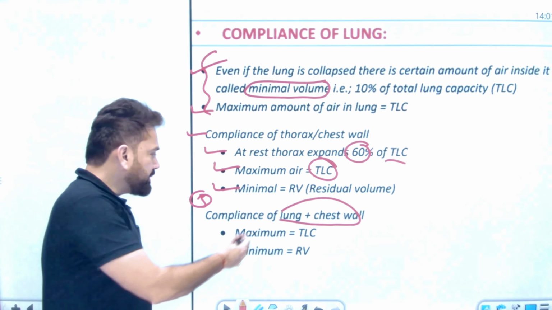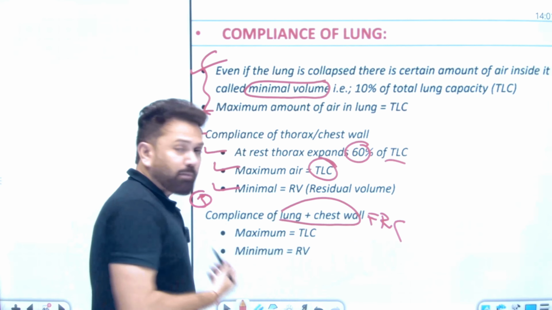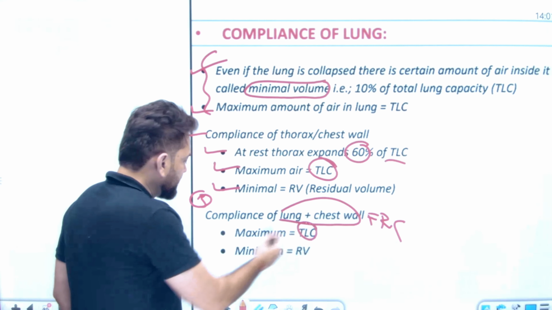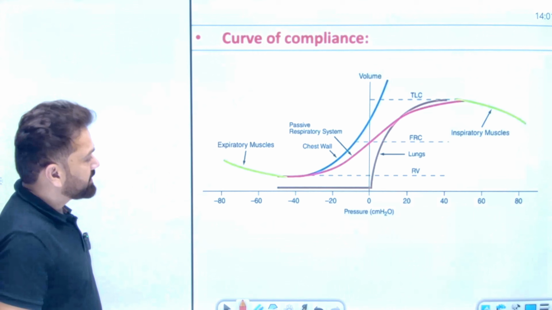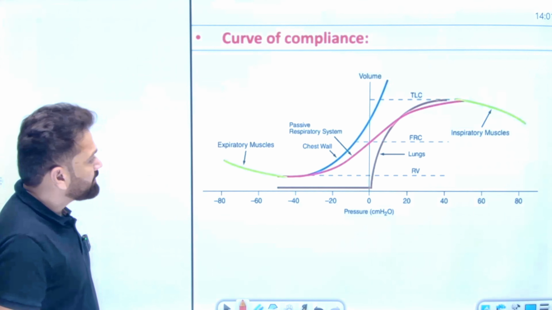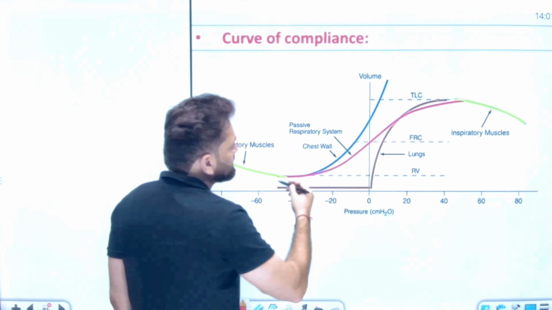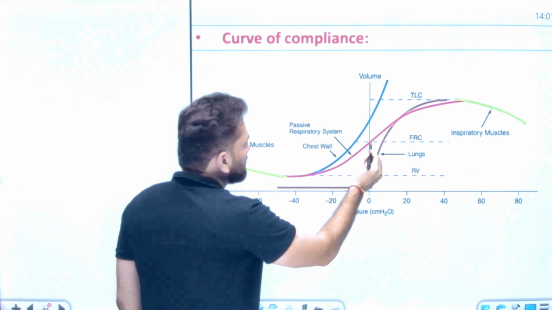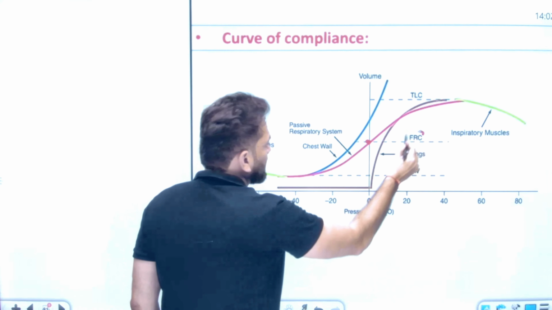So normally is how much? Functional residual capacity. Maximum how much in us? Total lung capacity. Minimum is residual volume. So now you can see here. This is a wonderful diagram, and this will tell you everything. So normally, the red one is the normal curve. Normally we have this amount of air. It is called FRC. Can you see it?